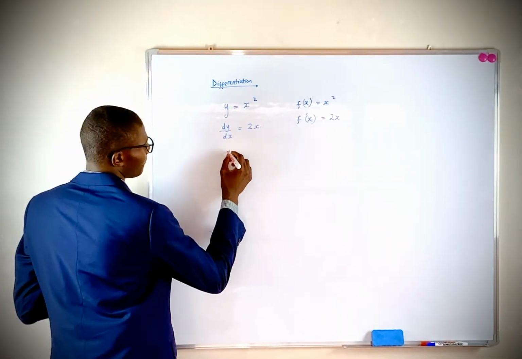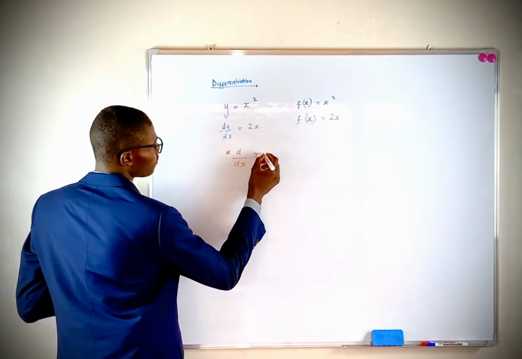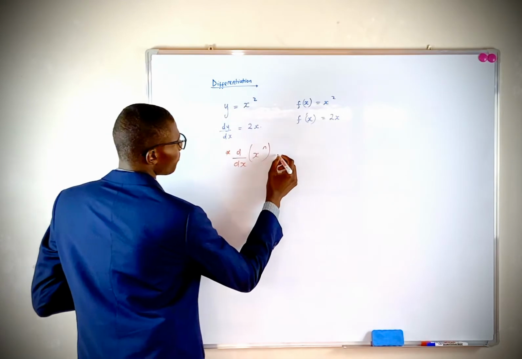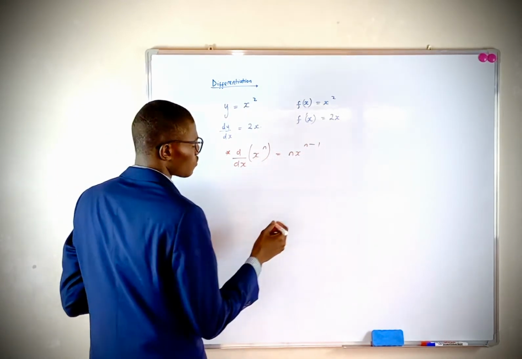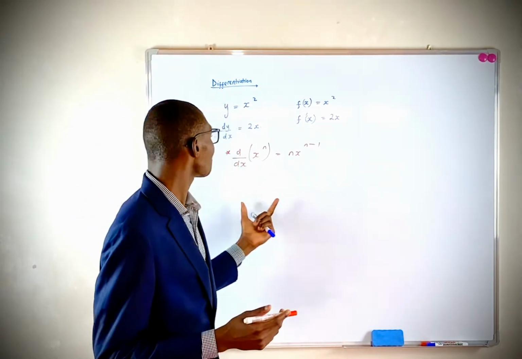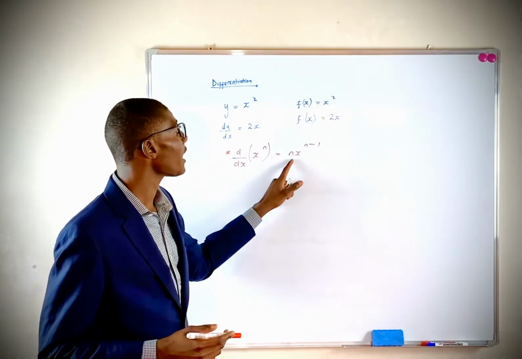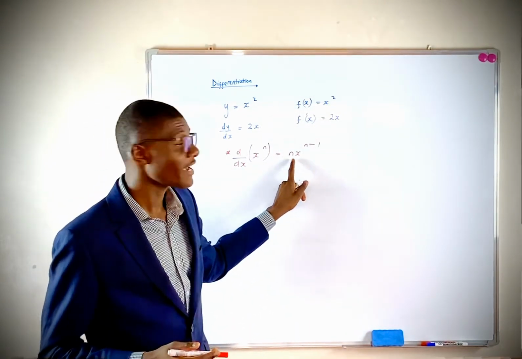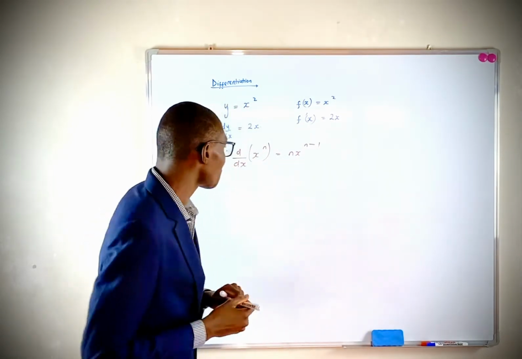So we say d by dx of x to the power of n would be equal to nx to the power of n minus 1. So now this becomes the general form of differentiating x to the power of n. So we are saying we drop the power n, then we multiply by x, and then we finally subtract 1 from the power.